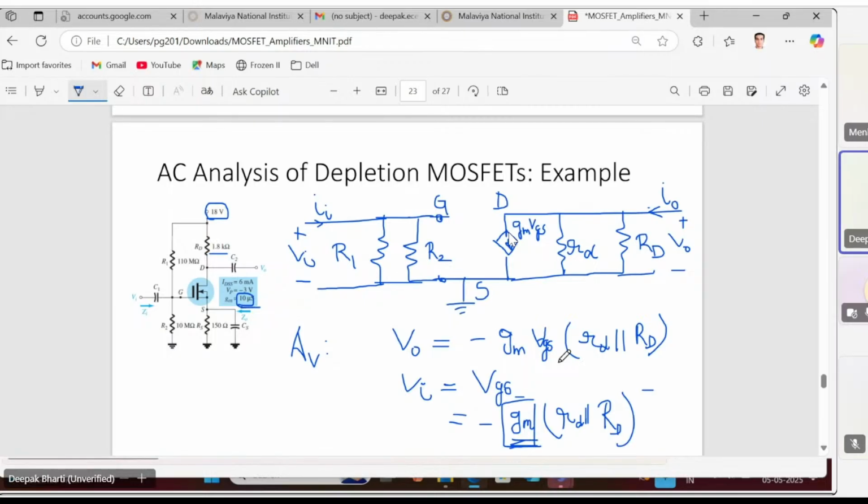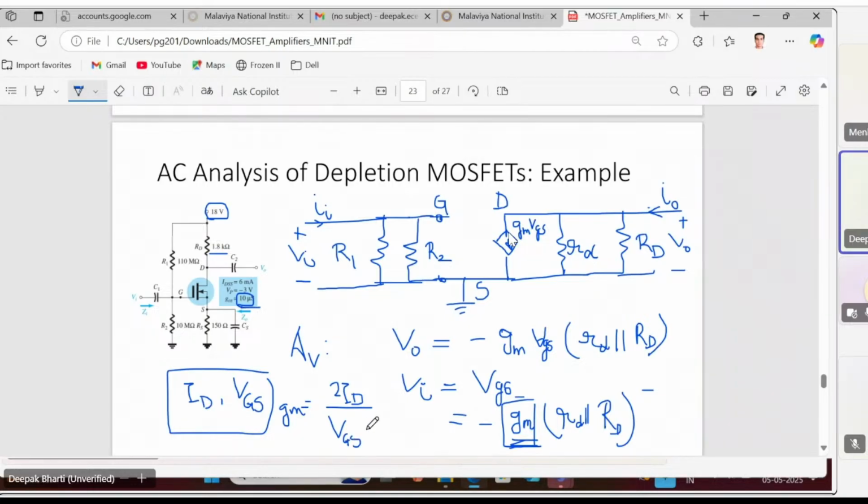So how can we determine the GM? Again we have to follow the same procedure that we have learnt in the beginning, that we have to first of all find the operating point, like ID and VGS. We have to find out the ID and VGS to determine the operating point, and then GM is given by the ratio of twice of ID upon VGS.